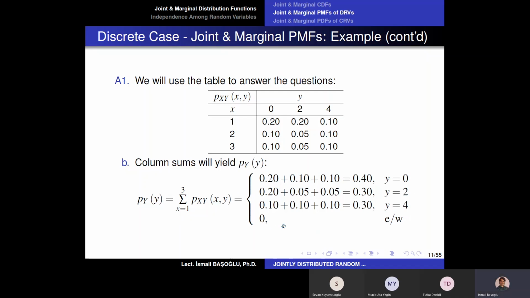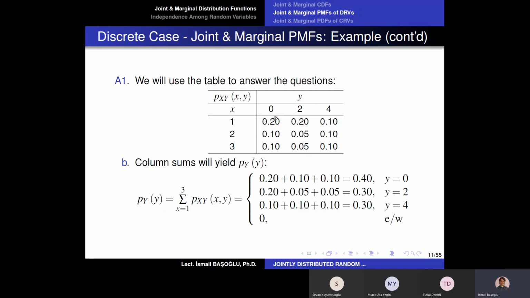Now, if I ask you to compute the marginal probability mass function of y, so what is the probability of y to take the value of 0? You are just going to sum the first column up. So in this case, the column sums will yield the marginal probability mass function of y. As you can see, the marginal probability mass value of y is a summation of the joint probability mass values while y is fixed and x can take the several values that it can take on.